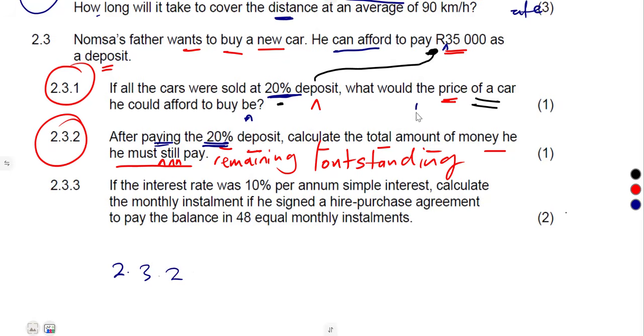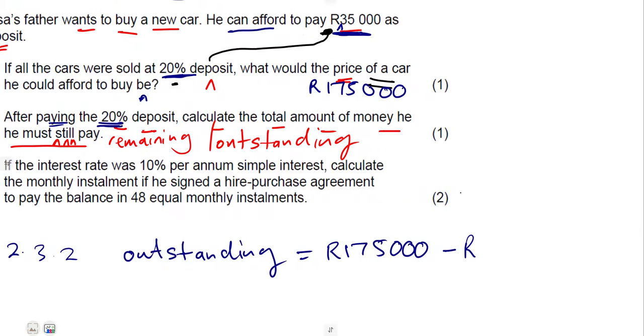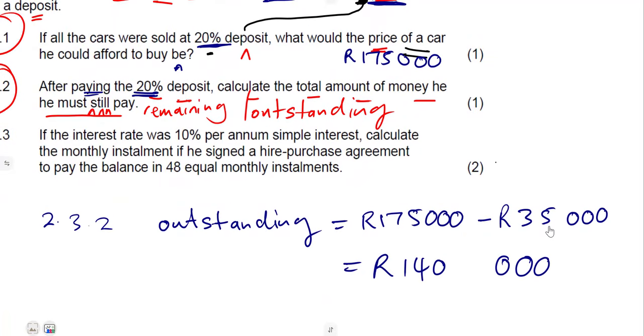Remember, we said the price of the car is 175,000. He can afford 35,000 as a deposit. So the outstanding now, or the remaining amount, is simply going to be the price of the car minus the deposit. What is it that we deposited? 35,000. So that is it. Just like that. If we subtract these two, we're going to get a difference of 140,000. So this is the outstanding, the amount to be paid.